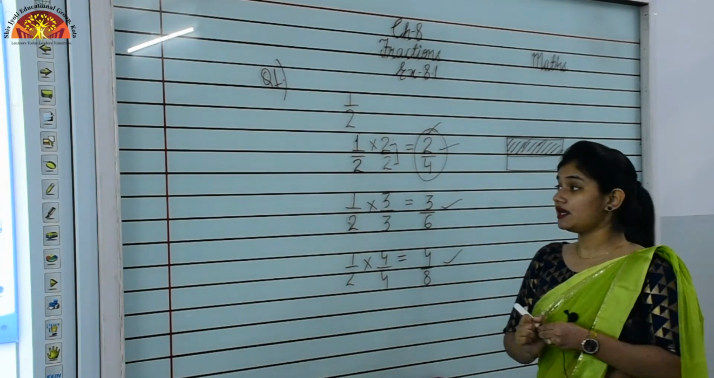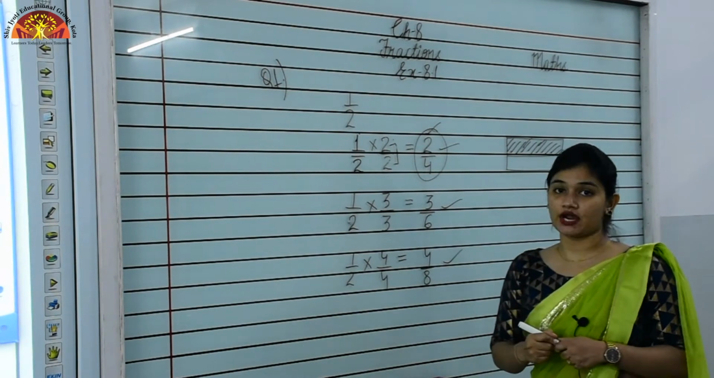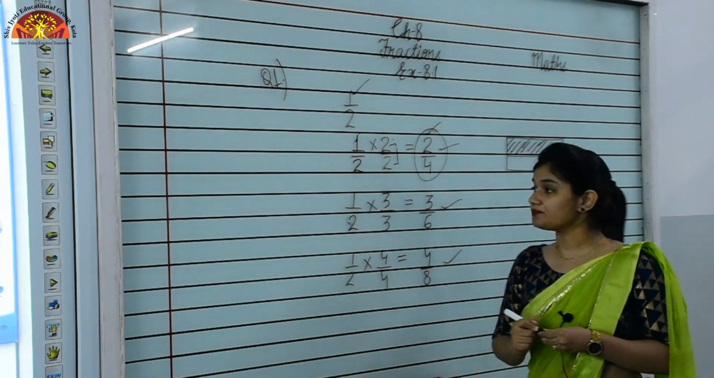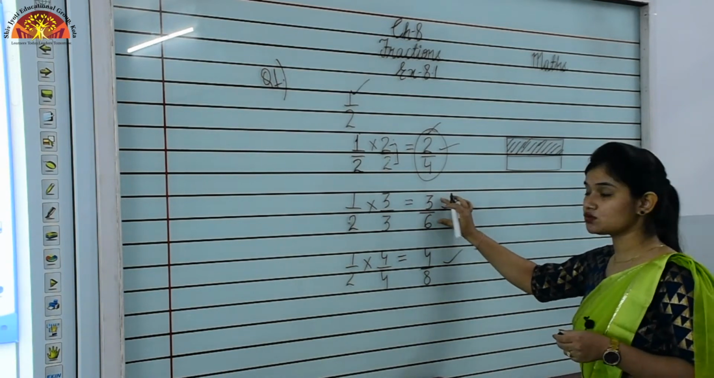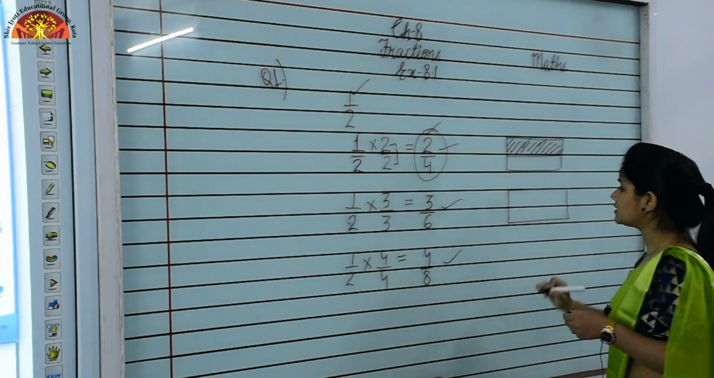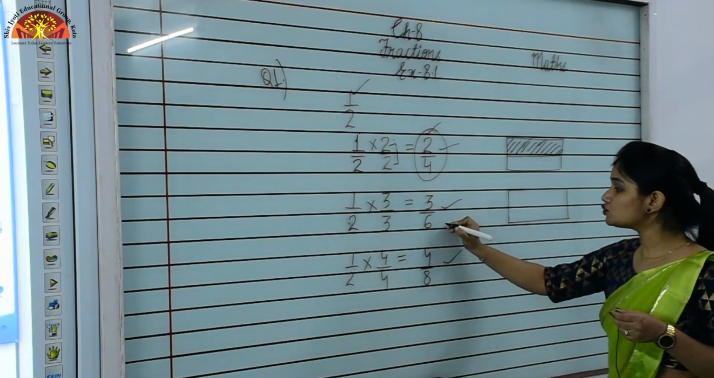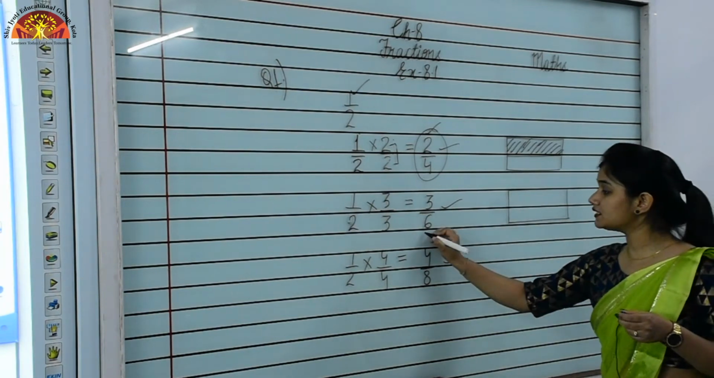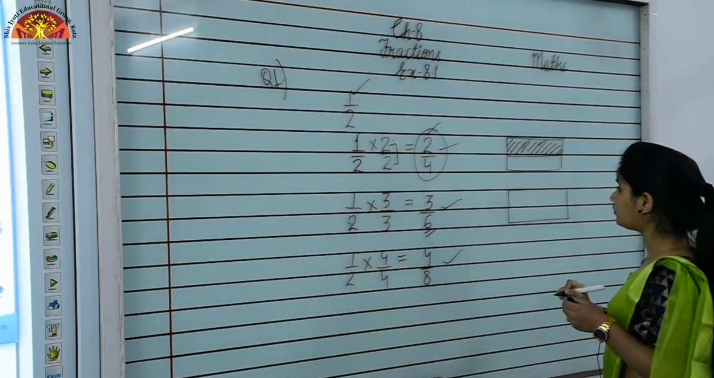Okay students, and in this way I can write this fraction in 3 different ways. Okay, so how can I represent this one? I am taking the same box and this time I have to divide this box in 6 equal parts because the denominator is 6. So what will I do here?